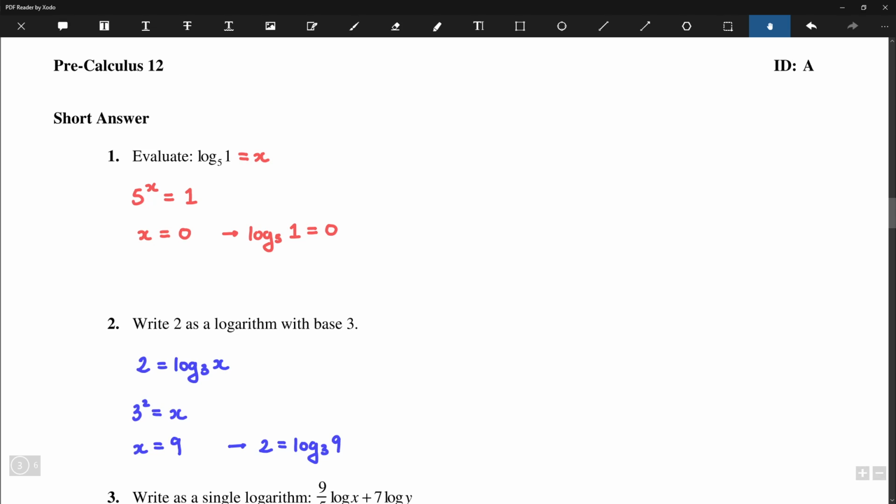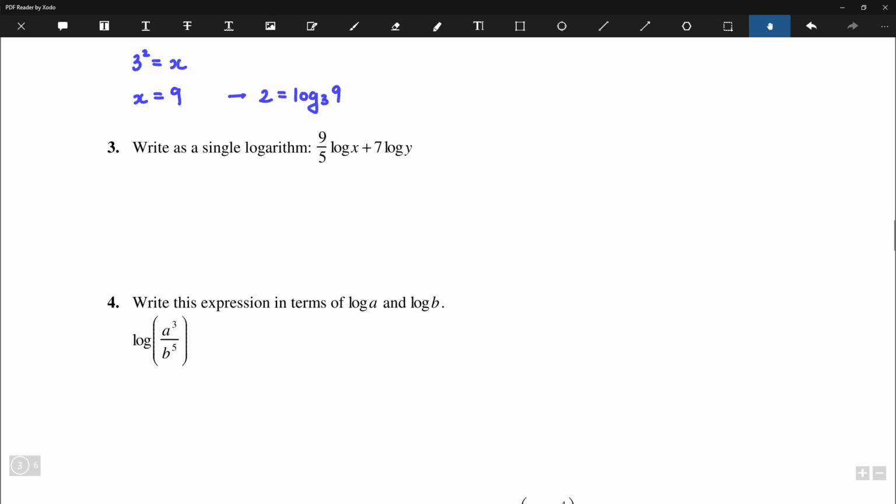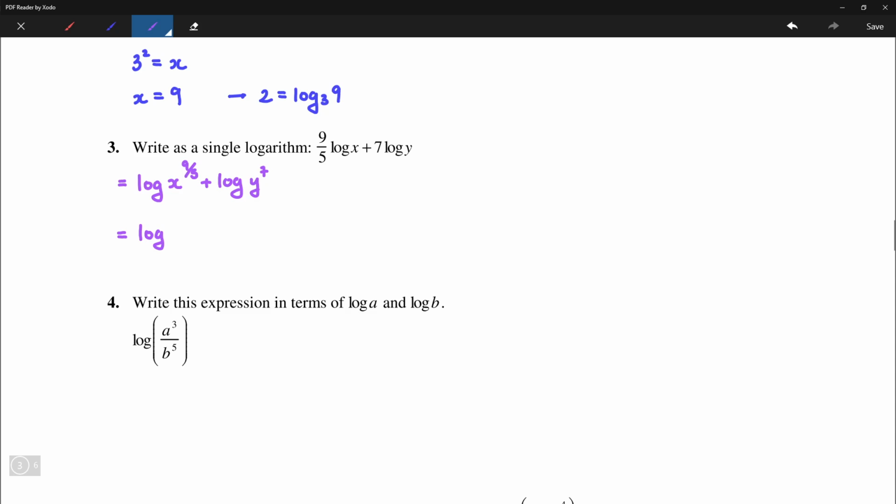Okay, moving on to number 3. Write as a single logarithm. So here what we can do is to use the power rule to move the 9 over 5 and also the 7. Notice now we have 2 logarithms of the same base. Therefore, we can multiply the arguments together. So we have log x to the 9 over 5 power, and then multiply by y to the 7th power.